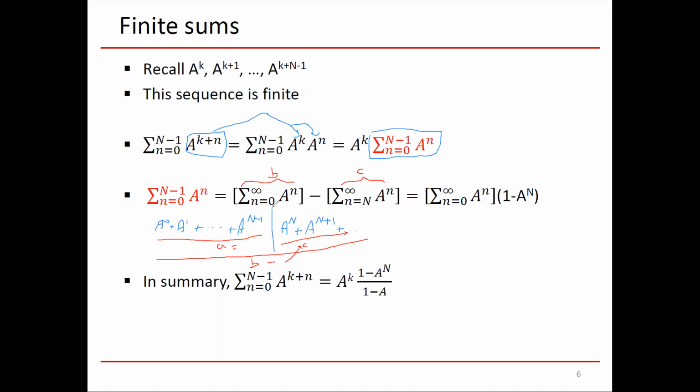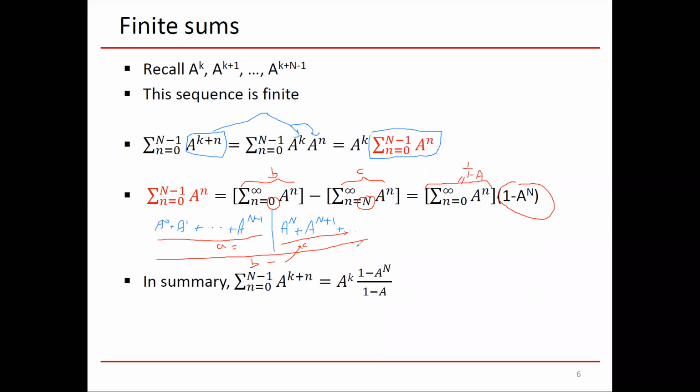And recall that part C is very similar to part B. It's an infinite geometric series, except for one difference. Here we begin at index 0. Here we begin at index N. Therefore, this summation is multiplied by 1 minus a to the power of N. This summation we've seen before. It's equal to 1 divided by 1 minus a.